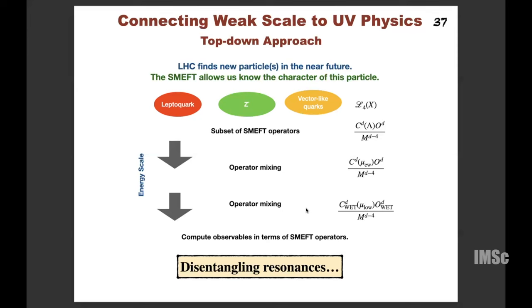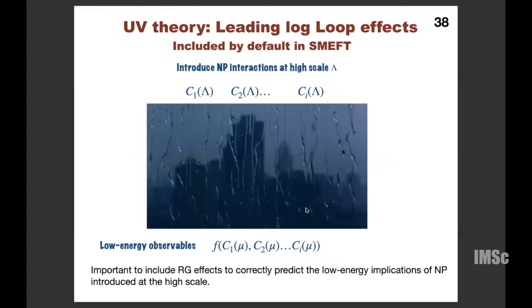In this course, all the loop effects, the virtual effects of these particles, are already automatically computed. The renormalization group running will automatically compute these effects. So let's say in a given model you introduce some coefficients, some parameters of SMEFT. Then through the renormalization group running, all the loop effects of this model are automatically computed. Okay, so this is very powerful, right? You don't have to compute all the loop effects for all models for all processes. Just the renormalization group running of standard model EFT will accommodate that automatically.